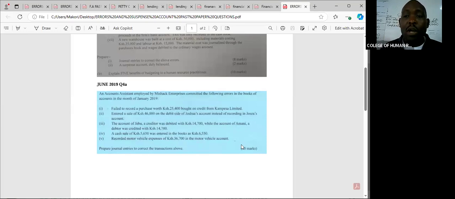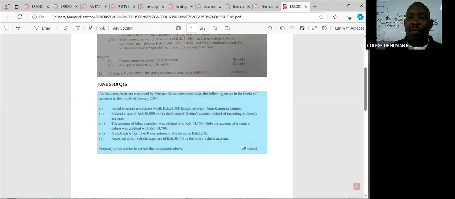So if you were to record it in the ledger accounts, when you purchase goods on credit, you are supposed to debit the purchases account, then you credit the supplier Campesa. That is what you are supposed to do. Simple as that. Number 2, entered a sales of 46,000 on the debit side of Joshua instead of recording in Josiah's account.